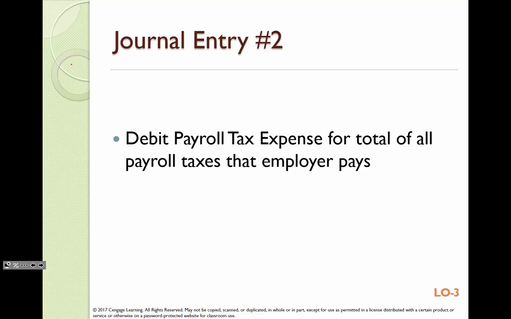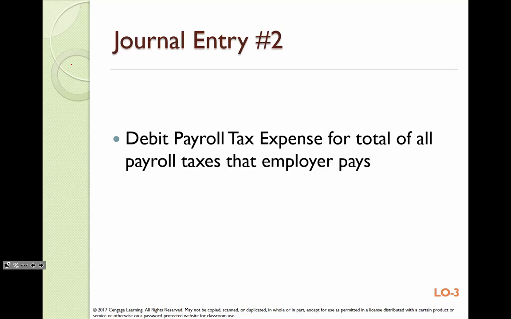Okay. Number 2, now I'm doing the payroll tax expense. That's my expense as the employer. Remind me what those 4 taxes are again? OASDI. What else? HI. FUTA and SUTA.